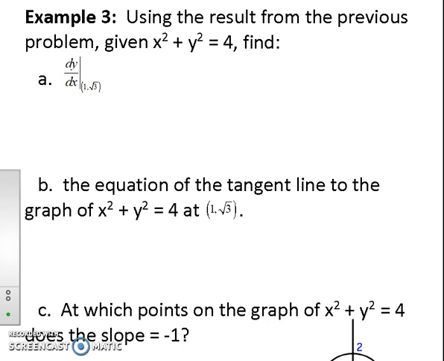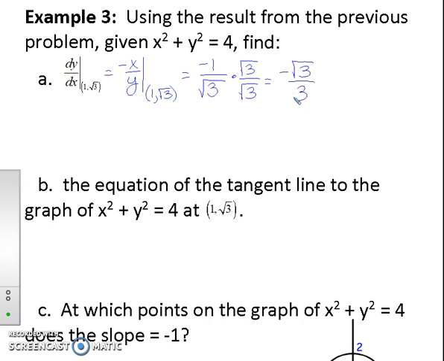So part A just wants dy dx for the point 1 comma square root of 3. So all they're wanting you to do is evaluate your derivative for those given x and y values. So that's simply a matter of substituting in the x value, substituting in the y value. So you could actually leave it as negative 1 over the square root of 3. You do not need to rationalize that like you've had to in previous math classes. Now, if you wanted to, we would rationalize it by multiplying both the numerator and the denominator by the square root of 3. And so you would get negative square root of 3 over 3.